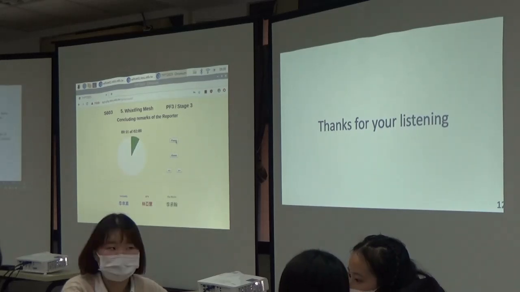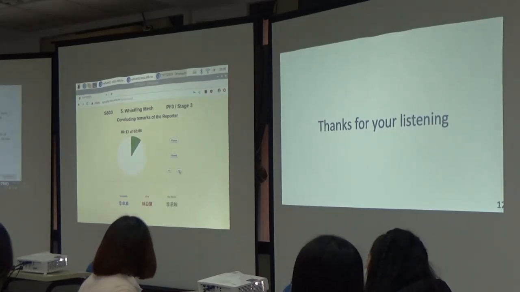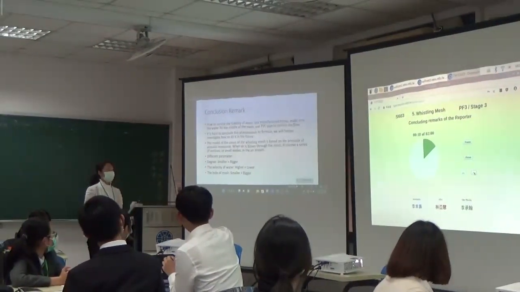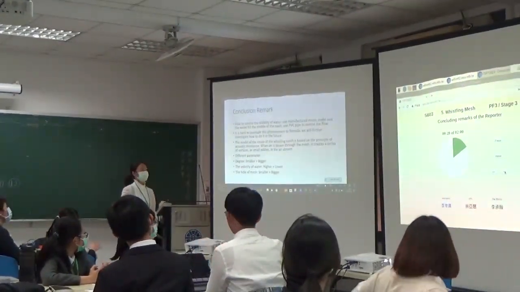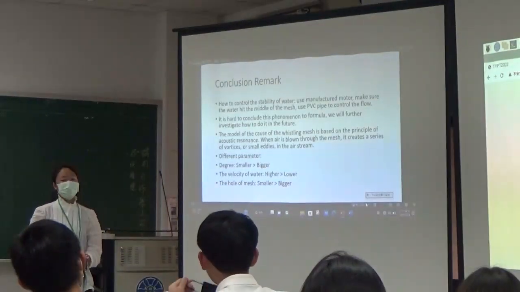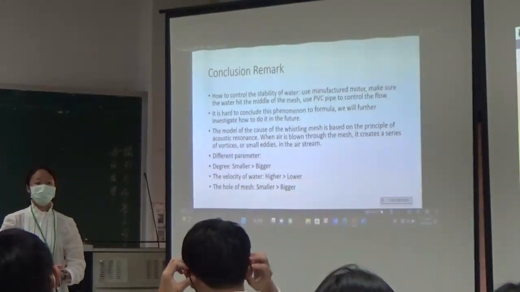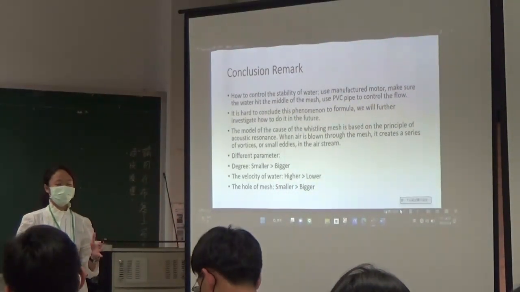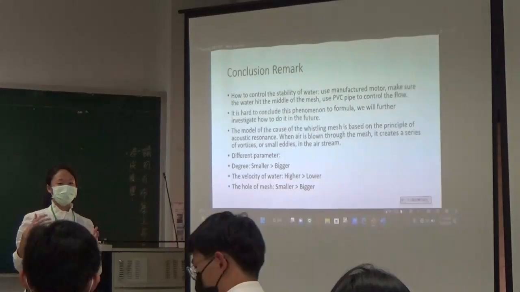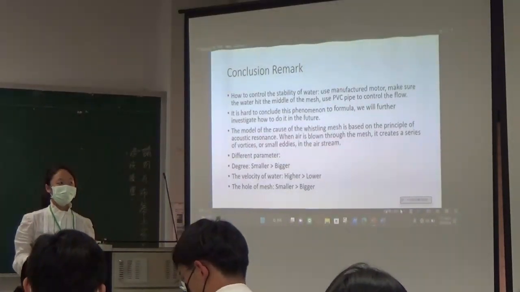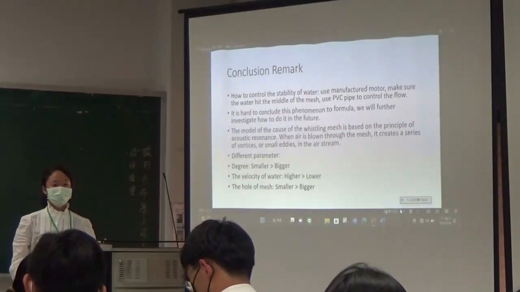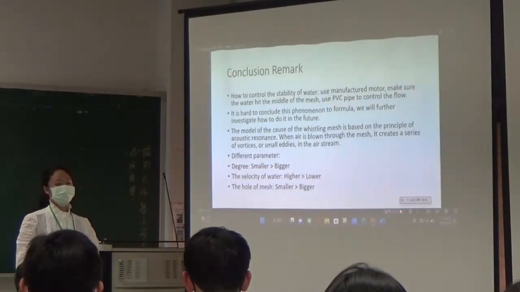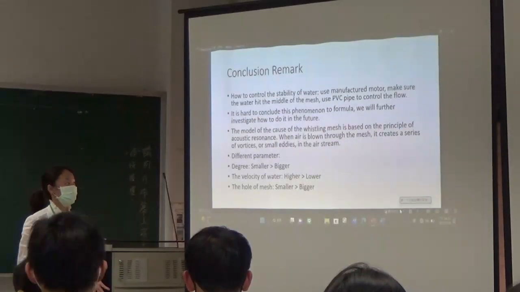So, first thing I want to talk about is how to control the stability of water. We just use a manufactured motor and make sure the water hits the middle of the mesh and use PVC pipe to control flow. It is actually really hard to reduce this phenomenon to a formula, because the sound of the flow, although it's smaller than the whistling mesh sound, can still affect our result. So we will further investigate how to do this kind of formula in the future.